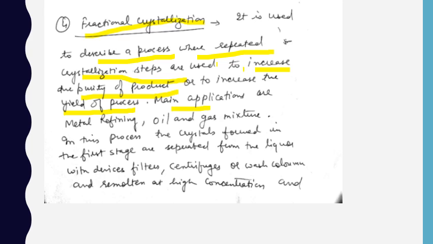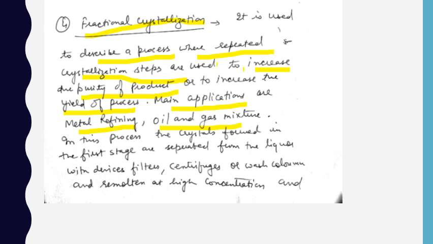The main application of fractional crystallization is metal refining. We have to remove the impurities continuously, so the metal should be refined here. The crystallization uses a repetitive process in such applications. In oil and gas, we do not perform only one step of crystallization. We have to repeat the crystallization process many times. That is fractional crystallization.